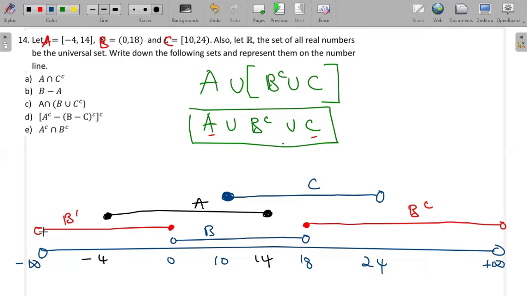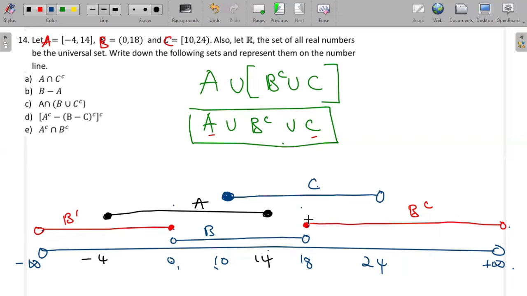So the B complement starts from here and it goes there. And then it also starts from there, it goes there, right? So the points from 18 to positive infinity and from 0 to minus infinity are already included in this union. What is remaining is just the points between 0 and 18. But the points between 0 and 18 have been included because this A is going from minus 4 to 14. So it has included from 0 all the way to 14. And then this C is from 10 all the way to 24. So it has included these points that the A has left out, which is 14 to 18, this part.